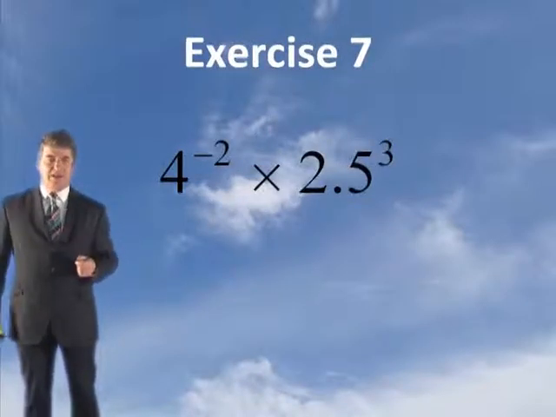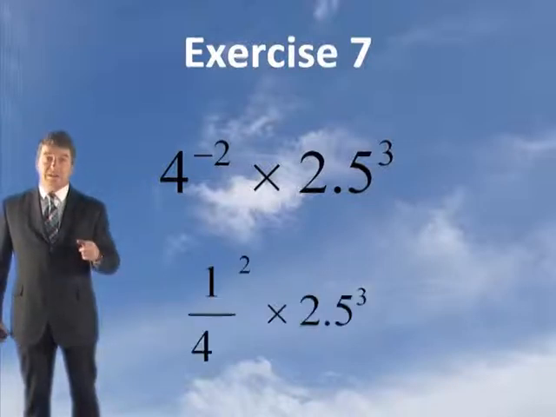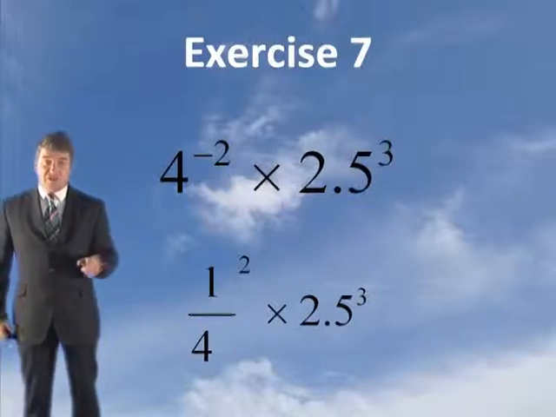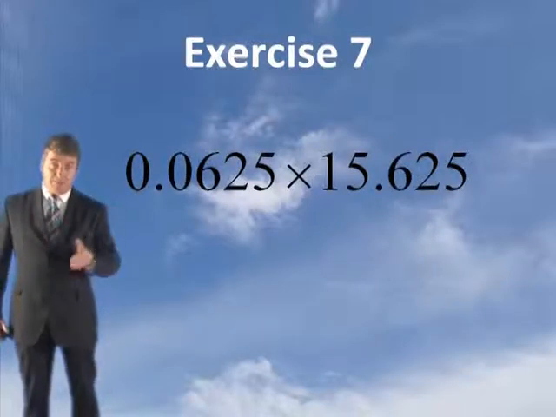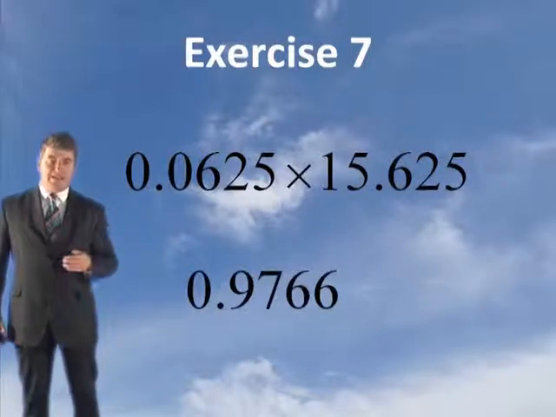Right, let's have a look at determining these. 4 to the power of minus 2 multiplied by 2.5 to the power of 3. The first thing to do, because there's a minus number there, is invert it. 4 to the power of minus 2, flip it over, gives you a quarter squared, which is 1 divided by 4 times 4. Multiply it out, it gives you 1 divided by 16, which, if you divide it out, is 0.0625. Change it back from a fraction to a decimal, times 15.625. Multiplying it out gives you 0.9766.